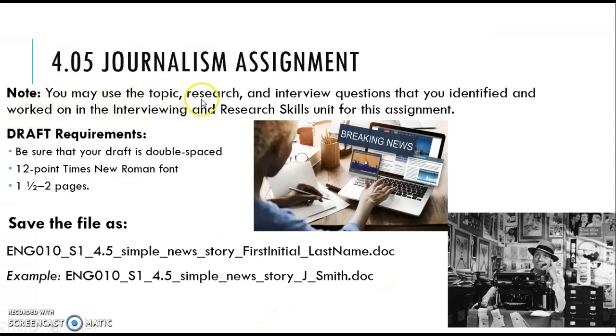So you may use the topic, research, and interview questions that you've identified and worked on in the interviewing and research skills unit for this assignment. So use the materials that you have turned in and provided from Unit 3. Your draft requirements: it needs to be double-spaced, 12-point Times New Roman font, and 1.5 to 2 pages. And then there are directions on how to save your file. These directions are all listed in our class announcements as well as in our Unit 4.5 Dropbox. So again, make sure you're following these requirements and saving it correctly so you know what to turn in.